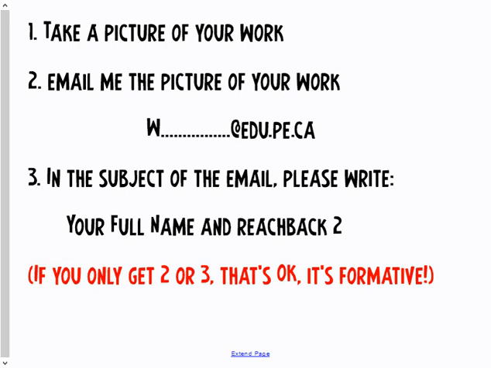So make sure that you take a picture of your work on one page. Try and make it on one page if you can. I know some of you have to write pretty small, but it makes my job a lot easier. And then email me the picture of your work.